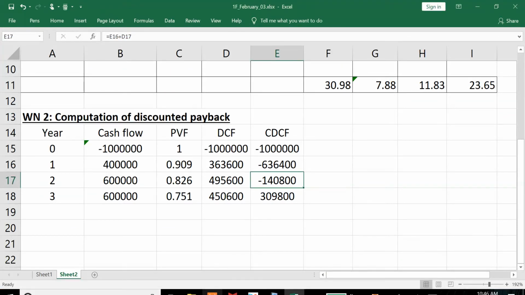2 plus 140,800 by 450,600. 2 plus 140,800 divided by 4,50,600.